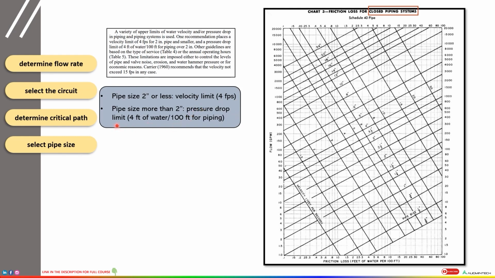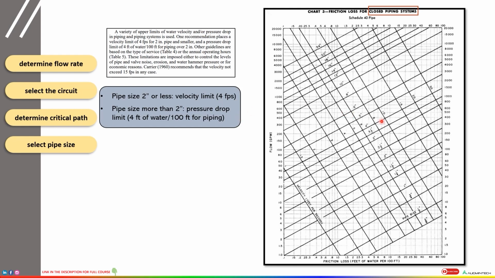So what is the maximum allowable pressure drop? 4 feet of water for 100 feet of piping. So if you get a value anywhere more than 4 feet of water for 100 feet of piping, that value cannot be used. So please note, this is the criteria for pipe sizing. For pipe sizes 2 inches or less, velocity limit 4 fps. For pipe sizes more than 2 inches, pressure drop is the criteria and its limit is up to 4 feet of water for 100 feet of piping.